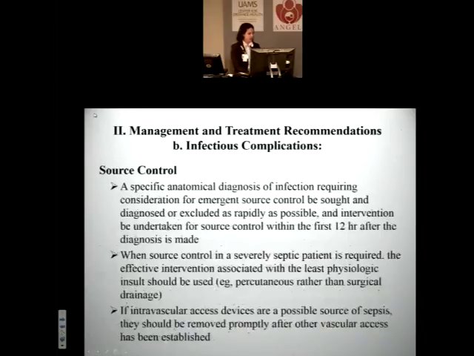Source control is a very important part of the management and treatment of infectious complications. A specific anatomical diagnosis of the infection, if it requires consideration for emergent source control, should be sought within the first 12 hours after the diagnosis. When source control in a severely septic patient is required, we should use the least invasive method for drainage. Intravascular access devices are a possible source of sepsis. They should be removed promptly.